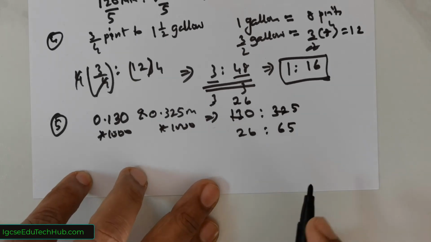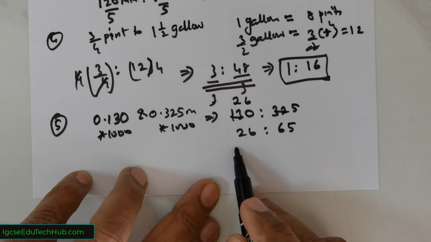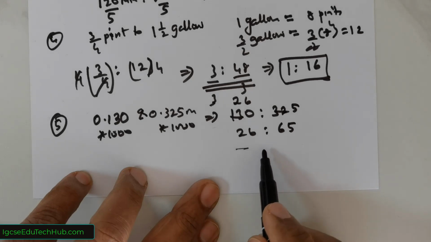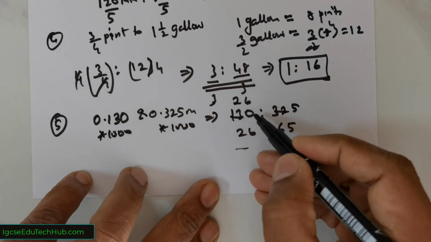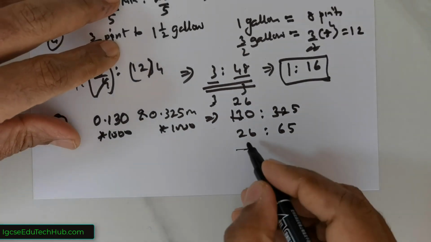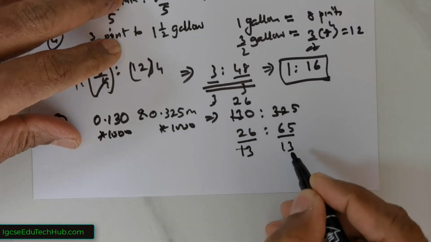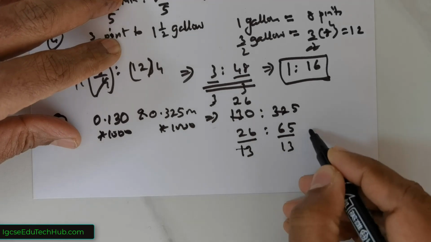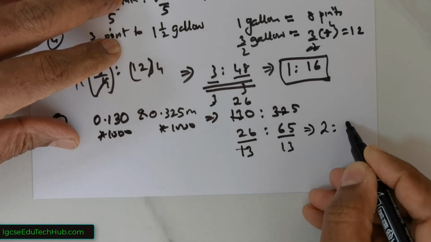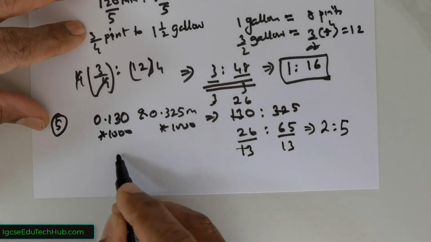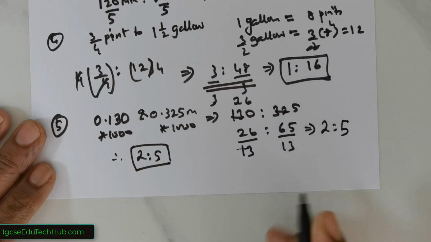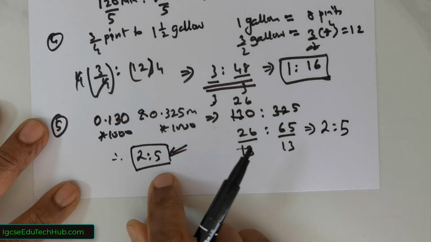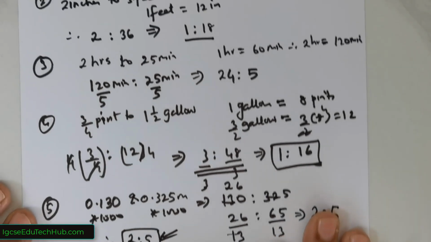Now is there any other number we can use to reduce this? Now I can divide both sides by 13. 13 times 2 is 26, so this is going to give me 2, and 13 times 5 is 65. So the final solution is 2 is to 5. This should be the point where you stop. So 5 questions I have done.